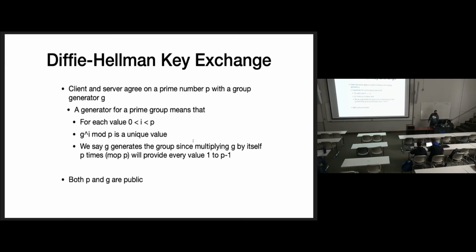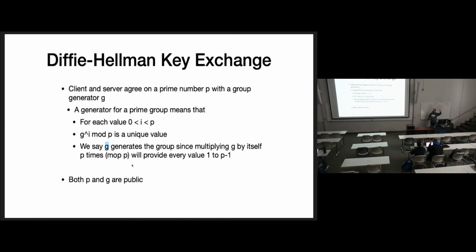They're going to be generated such that P generates the group G. What that means is that for every value i from 1 to P minus 1, G to the i mod P is a unique value. So if we take G and continuously multiply it by itself, first we start with G. I should include that one of those should be a less than or equal to. We raise G to the power of 0, we get 1, it's a unique value. We multiply that by G, we get G. We multiply that by G again, we get G squared mod P.